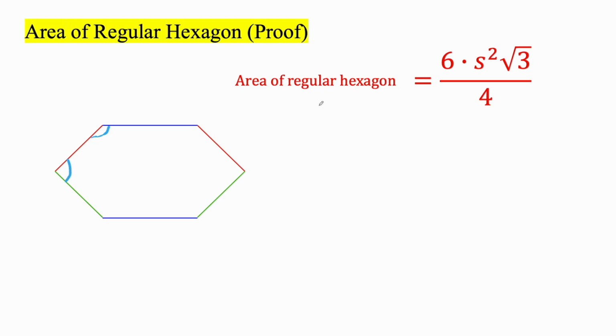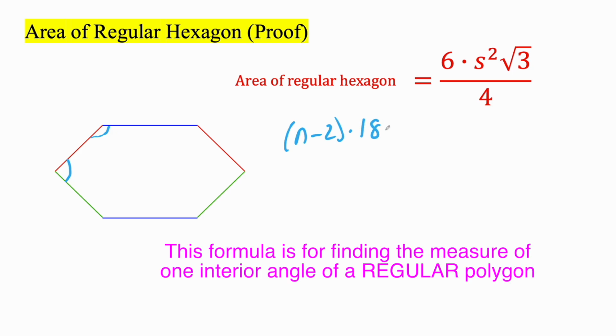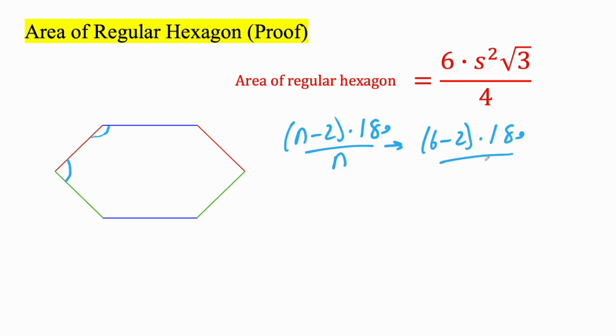the same length. So one of the first things that we need to do to solve this problem is figure out what is this angle measure. And we have a nice formula. So n minus 2 times 180 divided by n, where n is our number of sides. So it's a hexagon, so 6 sides. So we have 6 minus 2 times 180 divided by 6.